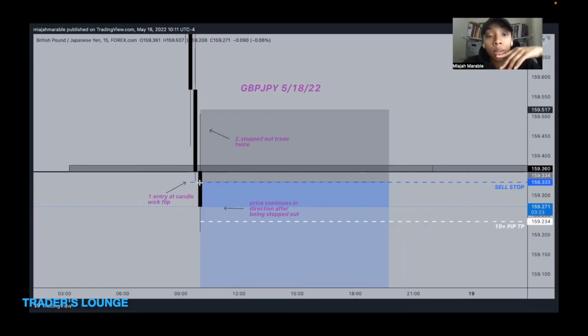It came down a little bit. It came up, it stopped me out. And then price came back down. I entered again. Price came back up again, stopped me out. And then it came down and proceeded to hit my 10 pip TP. And then the next candle came back up and it started to trend back up in the up direction. It was frustrating for me to see that.